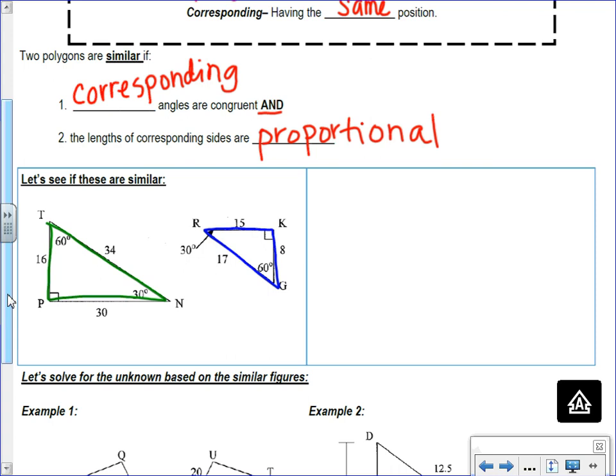So, if you notice, TPN, the green triangle, has a right angle right here. Everybody with me? Does RKG have a right angle in the same spot? Yes. Even though it's flipped, they basically took the green and just flipped it upside down. They have a right angle in the same spot. So they have corresponding angles that are congruent, meaning they're in the same spot and they're the same angle measurement. Everybody with me?